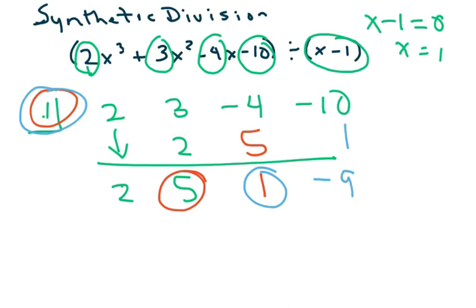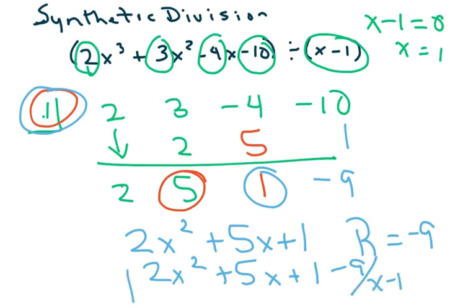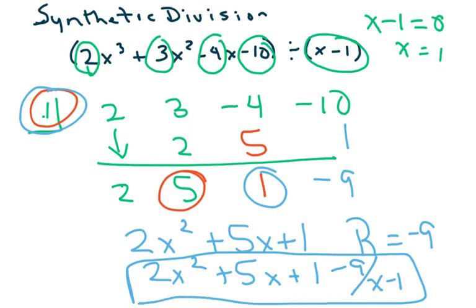add. So my quotient's going to be 2x squared plus 5x plus 1, and my remainder equals negative 9. And most mathematicians write it like this. You write minus 9 over your factor. So that would be your answer. All right.